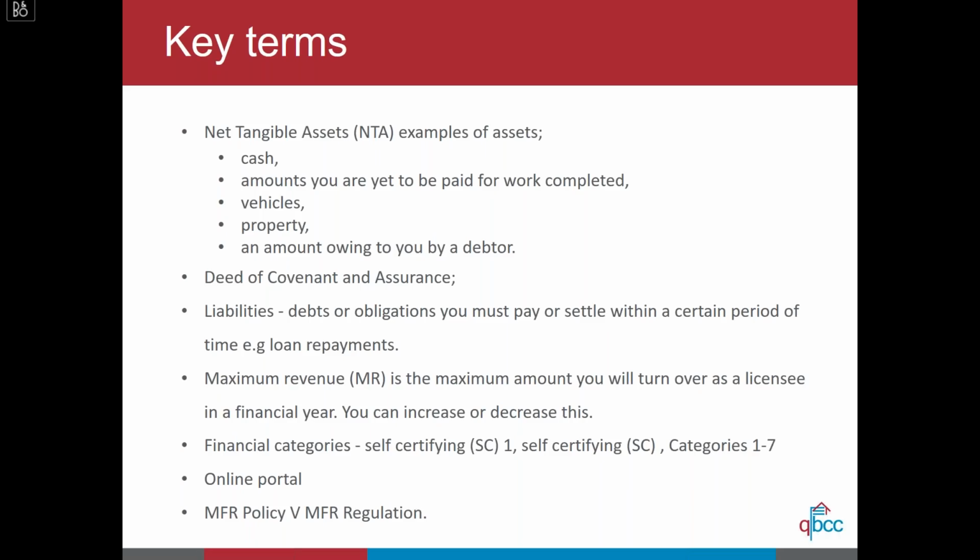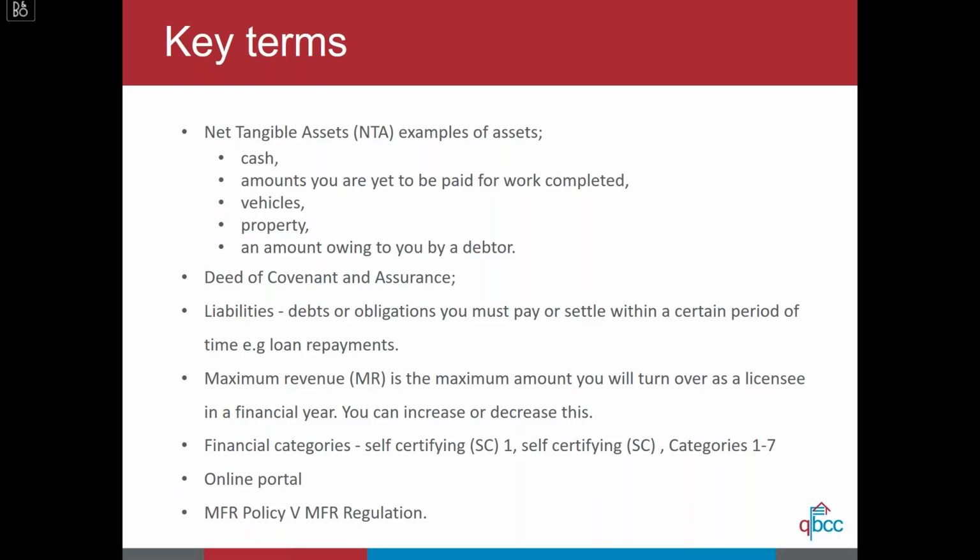For example, if your turnover is $3,001,001, then you must hold a minimum of $156,001 in net tangible assets, and you would be considered a Category 2 licensee. If you are unsure about your net tangible assets and your maximum revenue, the QBCC website has a calculator, and I might get Laura to add a link to that NTA maximum revenue calculator in the chat on the right-hand side of the screen there.